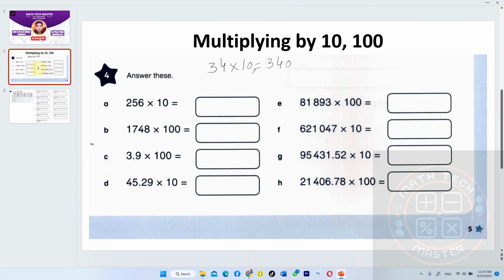So in this case 256 will be multiplied by 10 and it will be 256 and we will add one zero, so it will become 2560. In the next question there are two zeros multiplying with the whole number, so we will write down the first number 1748 and we will add two zeros afterwards and it will make it 174,800. But in the third question, C part, there is one decimal involved with it.